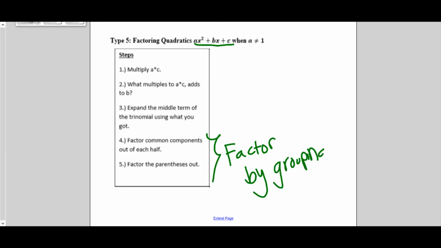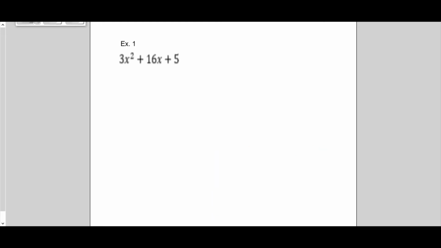So this part right here is the factor by grouping component that we're going to use when we factor a quadratic when the leading coefficient is not 1. So have these steps out. We'll go through them. So in example 1, we have 3x squared plus 16x plus 5. Now, I always like to remind myself, what is the standard form of a quadratic? It's ax squared plus bx plus c.